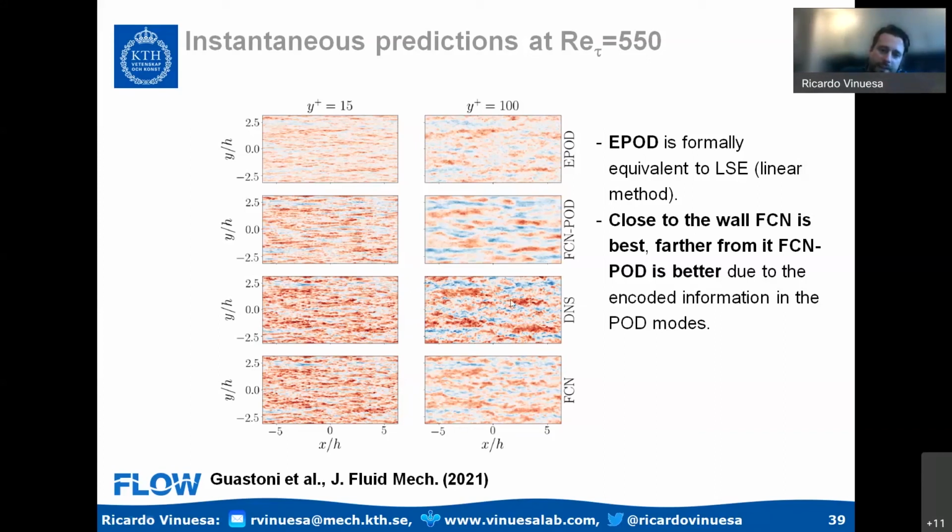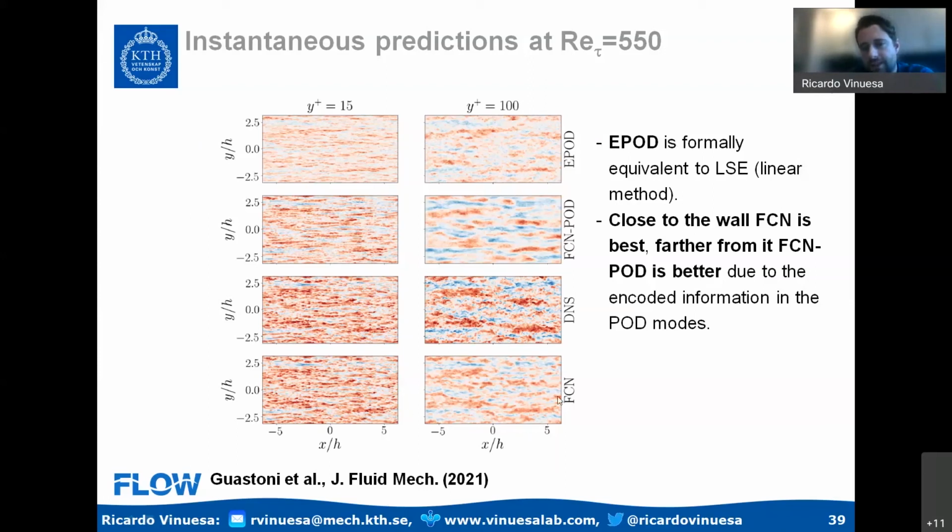The third row, which says DNS, is the reference, that is the simulation. This is what I'm trying to reconstruct. And then the first row is the linear method, which is called here extended POD, but that's formally equivalent to the linear stochastic estimation. So it's a linear method. And we can see that the comparison of the linear method, which is the first row, with the reference, which is the third row, is quite bad. The linear method is really unable to predict this physics because the flow is much more chaotic and complex than what can be obtained with a linear method.